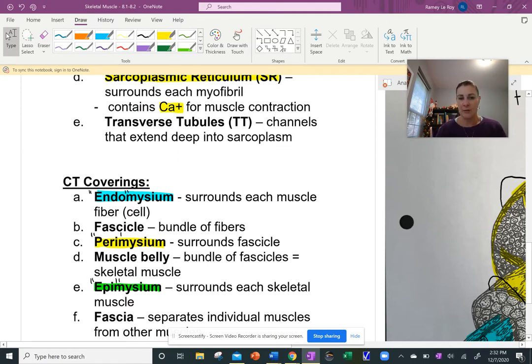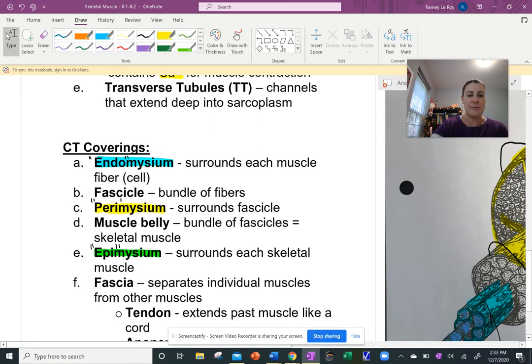Then we have a fascicle. A fascicle is a bundle of fibers. So if I'm putting a bunch of muscle fibers together, it becomes a fascicle. Fasciculus is singular, FYI. Perimysium surrounds each fascicle. Peri means around. So the perimysium is a connective tissue covering that surrounds the fascicles. And then a bundle of fascicles becomes the muscle belly.